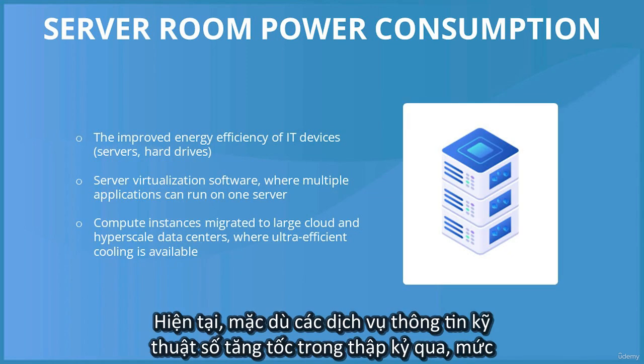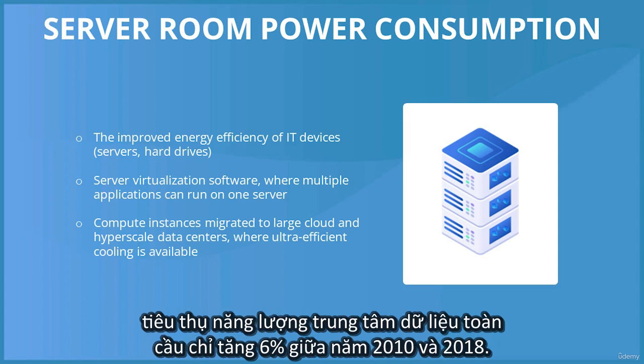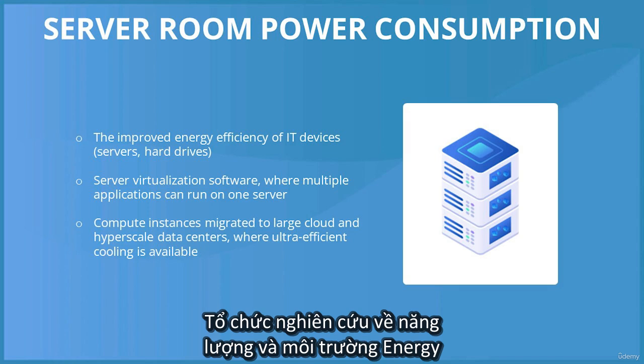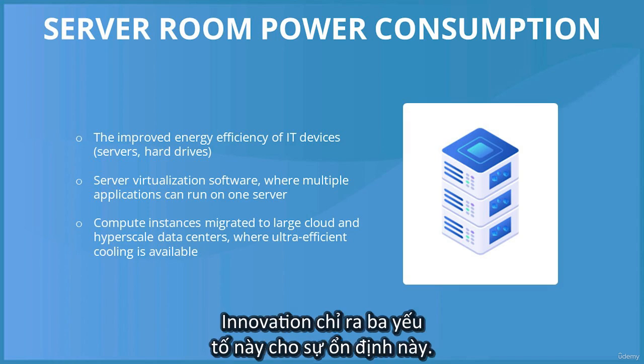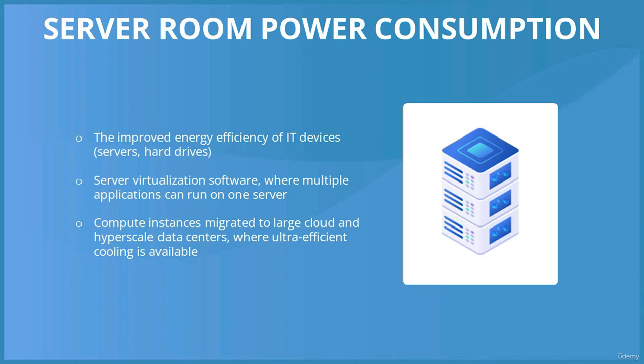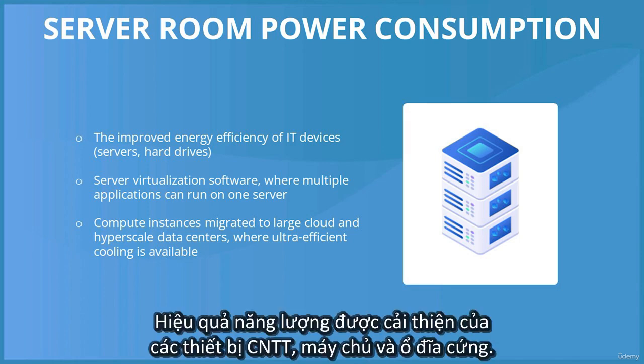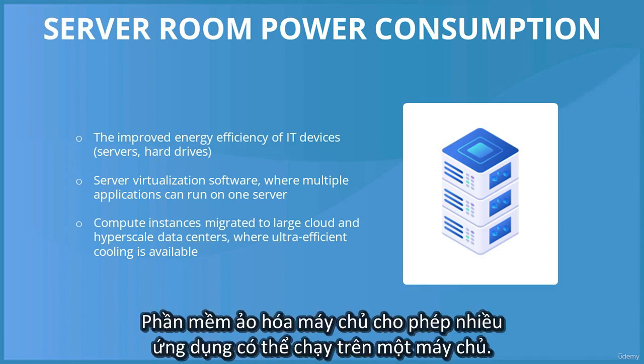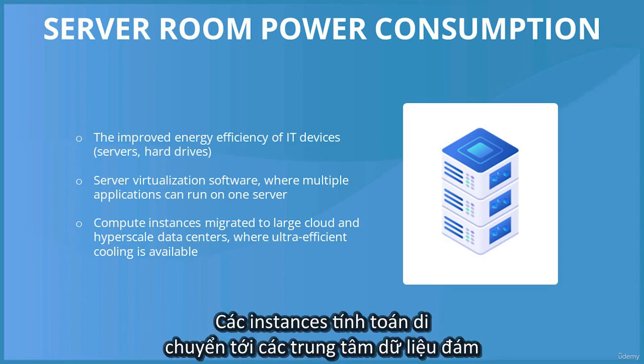Now, despite accelerating digital information services in the last decade, global data center energy consumption only rose by 6% between 2010 and 2018. Energy and environmental think tank Energy Innovation points to these 3 factors for this plateau. The improved energy efficiency of IT devices, servers, and hard drives. Server virtualization software, where multiple applications can run on one server. Compute instances migrated to large cloud and hyperscale data centers, where ultra-efficient cooling is available.